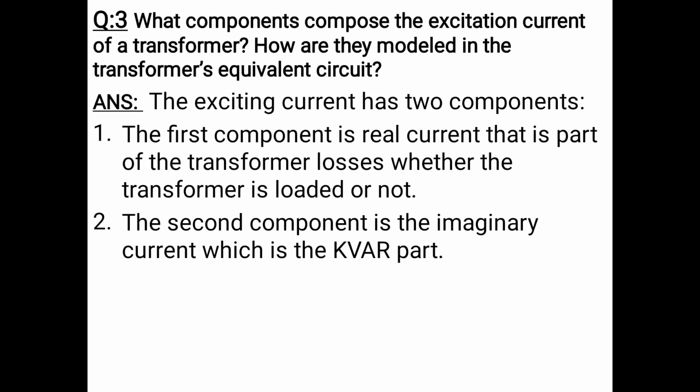Question number 3. What components compose the excitation current of a transformer? How are they modeled in the transformer equivalent circuit? Answer. The exciting current has two components. Number 1. The first component is the real current that is part of the transformer losses whether the transformer is loaded or not. Number 2. The second component is the imaginary current, which is the kVAR part.